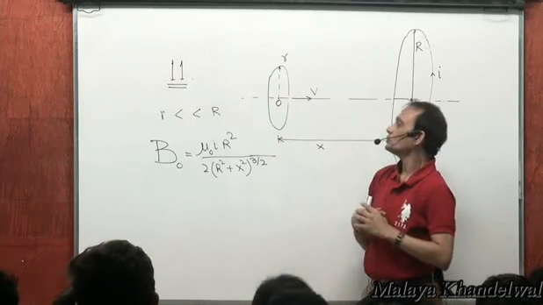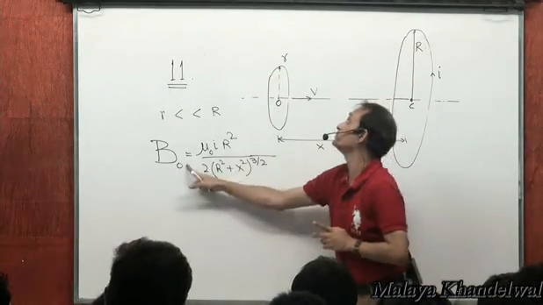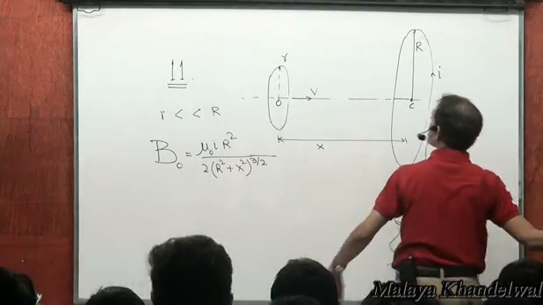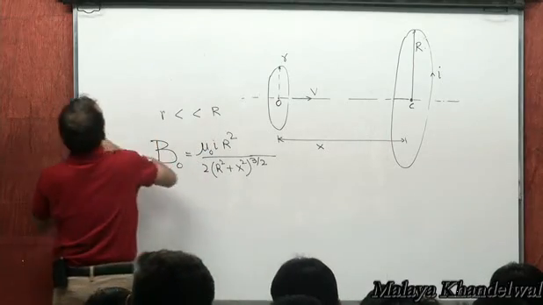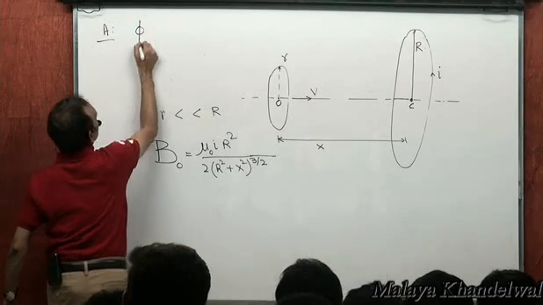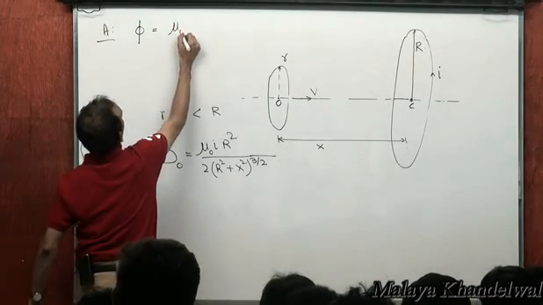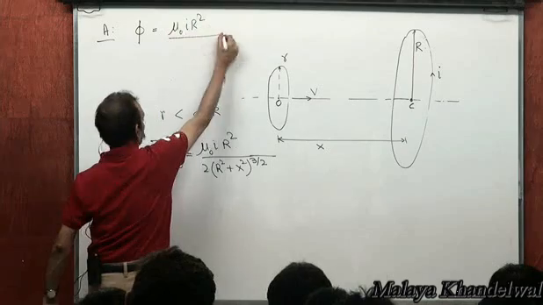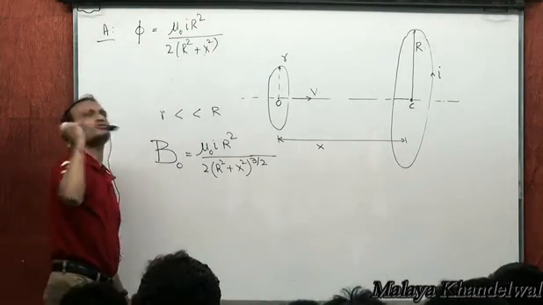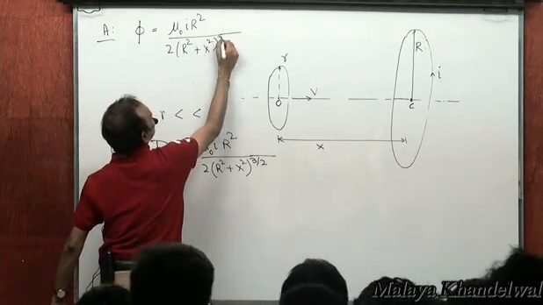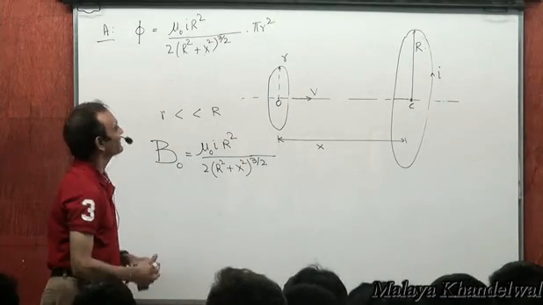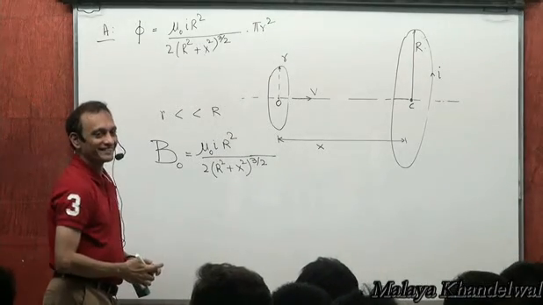So the flux associated with this is going to be B naught into pi small r squared. So the flux associated with the smaller loop A is going to be mu naught I R squared divided by twice (R squared plus x squared) to the power 3 by 2, into pi r squared. Got it?